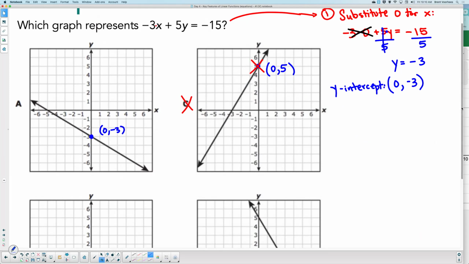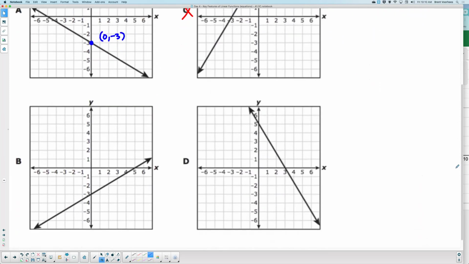Okay, let's now go look at B. Where does B cross? It crosses the y-axis at negative 3. Is that a potential answer or not a potential answer? Yes. So it could be A, it could be B. All right, what about D? Where does D cross the y-axis? It crosses up at 5. Is this a potential answer or not a potential answer? Not. This is wrong. So D is out.